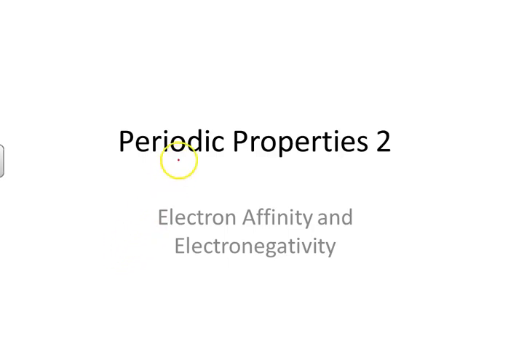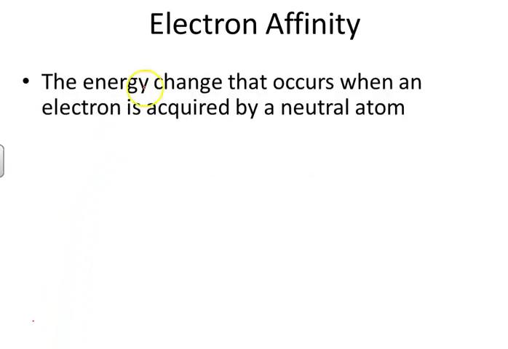Today's presentation, Periodic Properties 2, is going to examine the properties of electron affinity, electronegativity, and also something called metallic character. Starting with electron affinity: it is the energy change that occurs whenever an electron is acquired by a neutral atom.